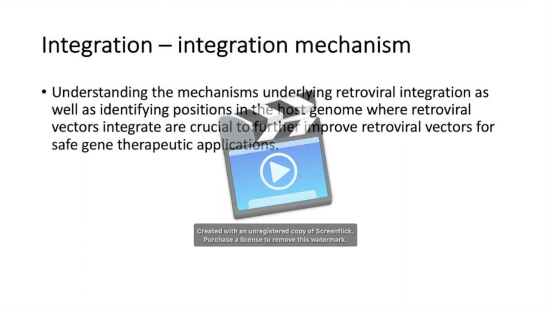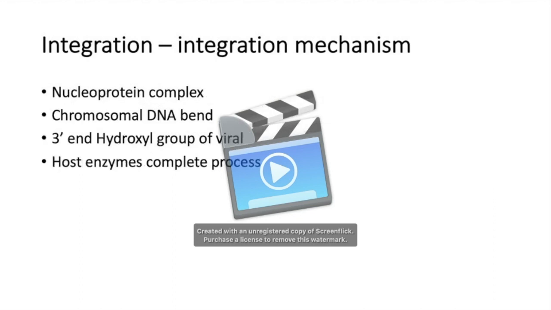So looking at the integration mechanism, understanding the mechanism underlying retroviral integration, as well as identifying positions in the host genome where retroviral vectors integrate, are crucial to further improve retroviral vectors for safe gene therapeutic applications. Breaking the integration mechanism down into 4 steps. First we get the formation of the nucleoprotein complex, which is just getting the two ends of the viral DNA to associate with the integrase. Those are going to be fixed inside the integrase, and in between the two inner proteins of the integrase is where the host DNA is going to be associated.